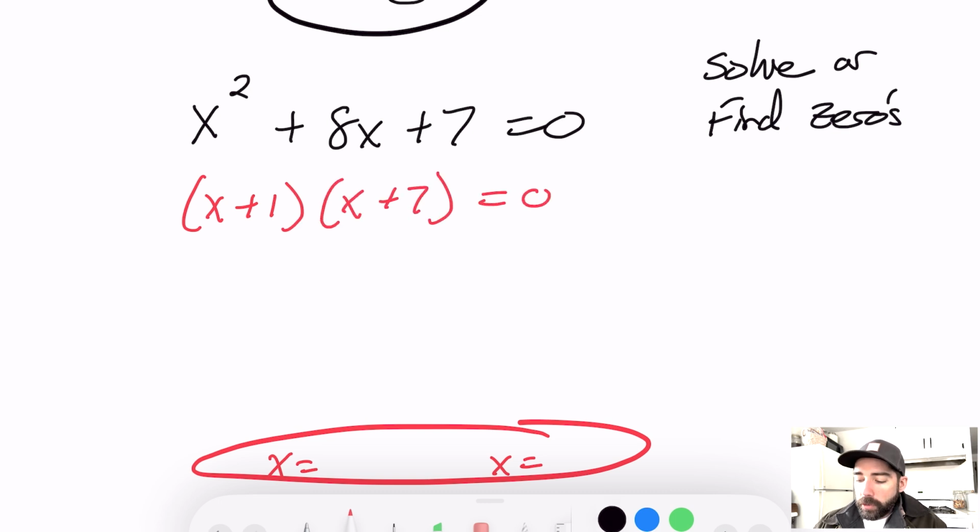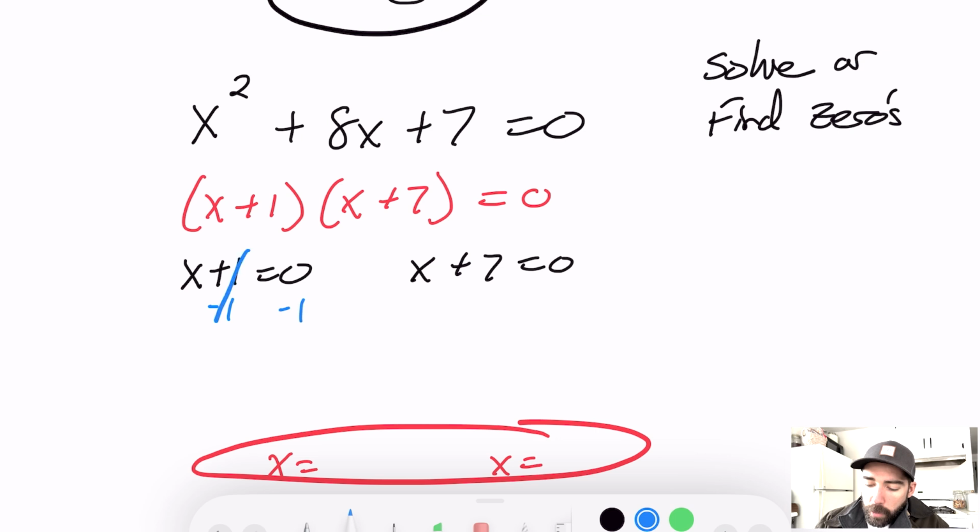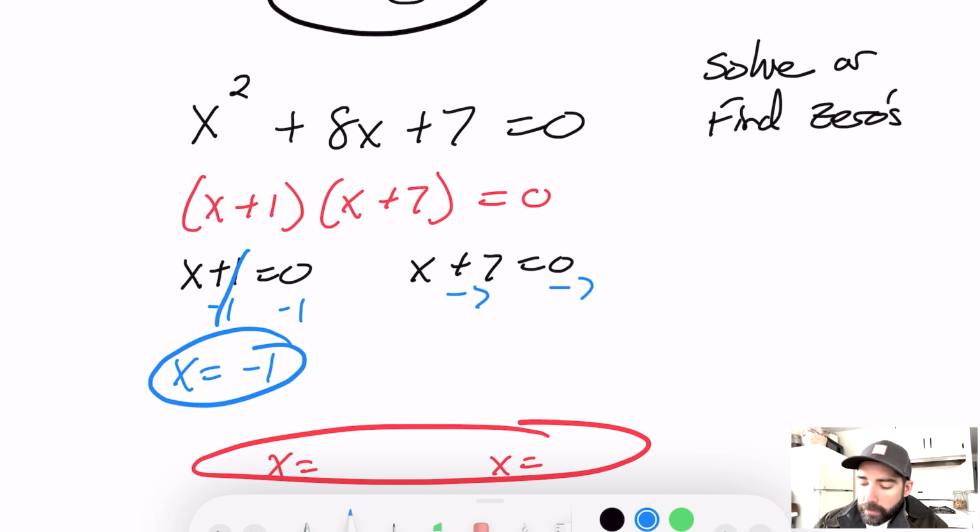Set it equal to 0. Now we set each of these equal to 0. x plus 1 is equal to 0. x plus 7 is equal to 0. And we solve. Subtract 1, x equals -1. There's an answer. Subtract 7, x equals -7. There's an answer.